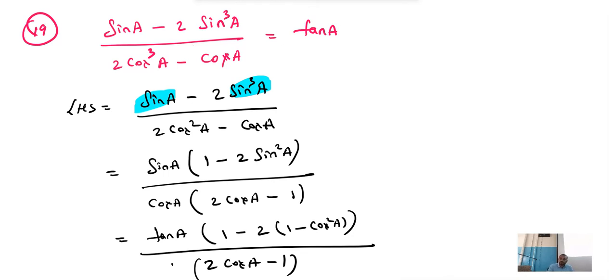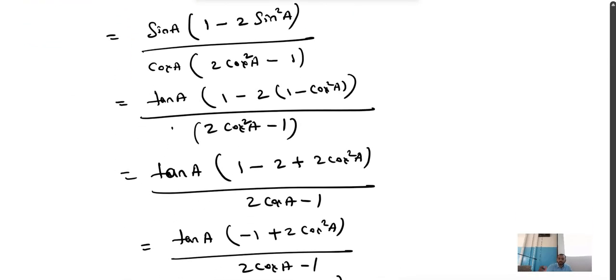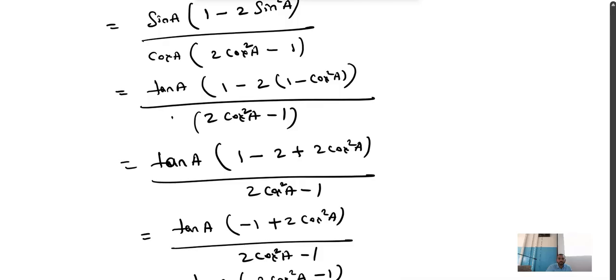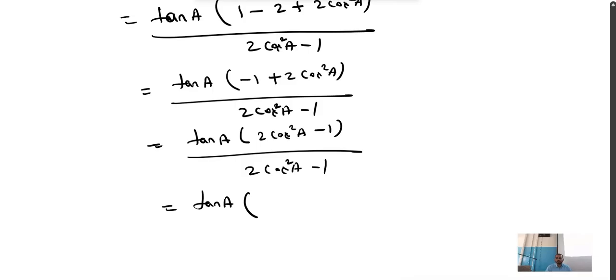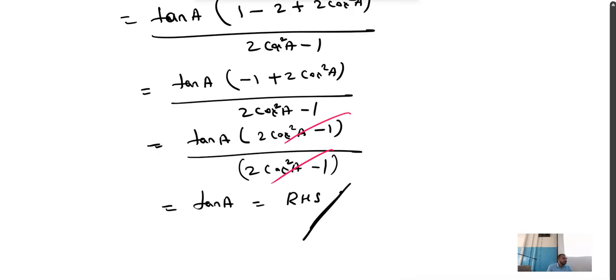Then it will become 2 cos cube A. And this will be cos square. Correct? Cos square. And then here also cos square. Here also cos square. Then even here also we get cos square A minus 1. Done. Then directly we can say that 2 cos square A minus 1, 2 cos square A minus 1 get cancelled. So left out the answer is tan A. That is our RHS. Therefore, LHS is equal to RHS. Any doubts?